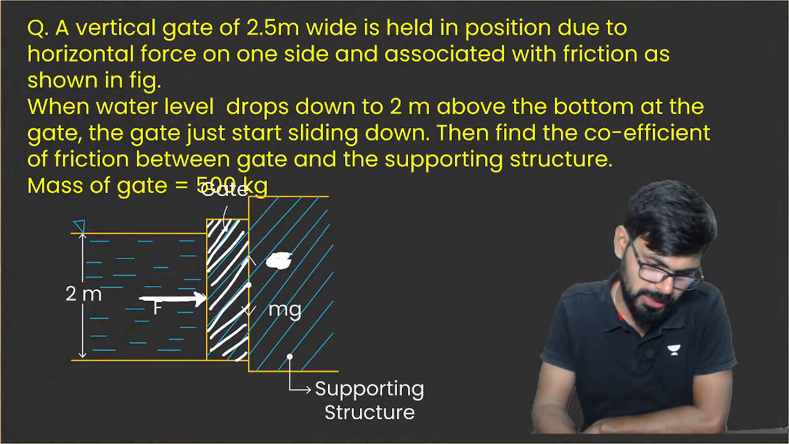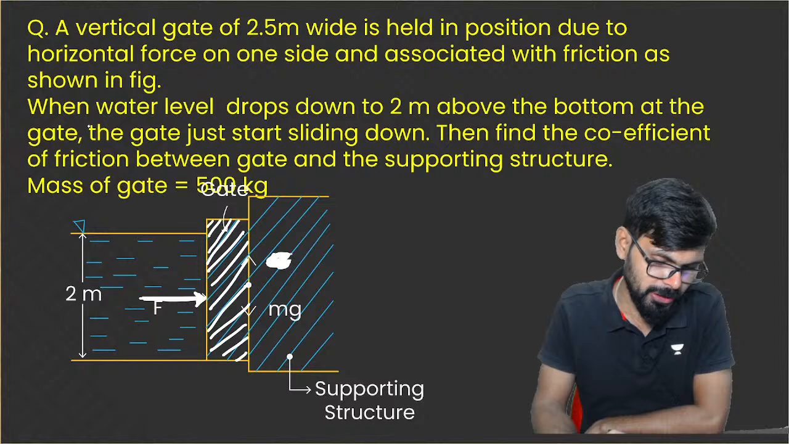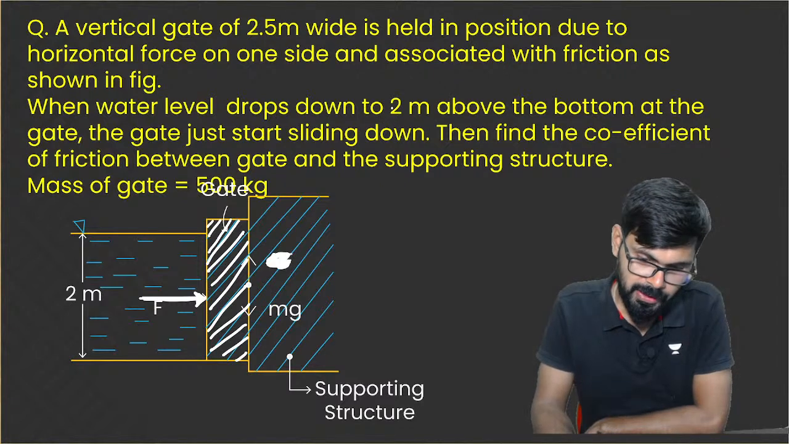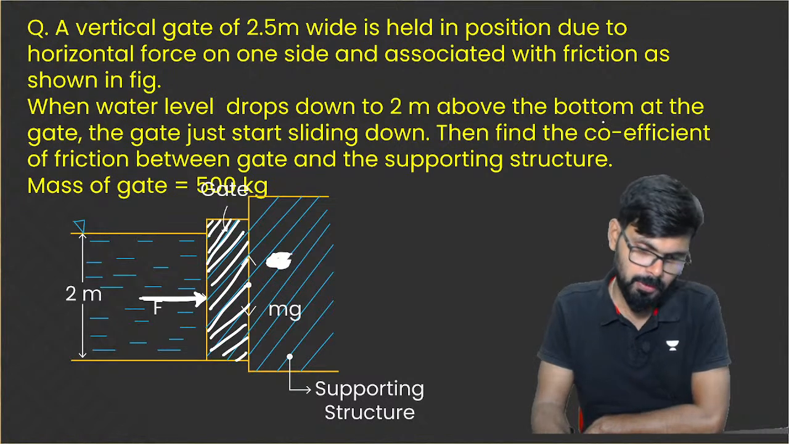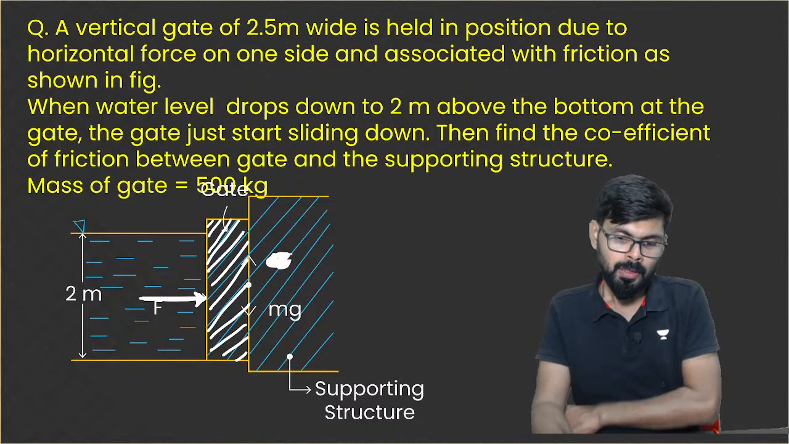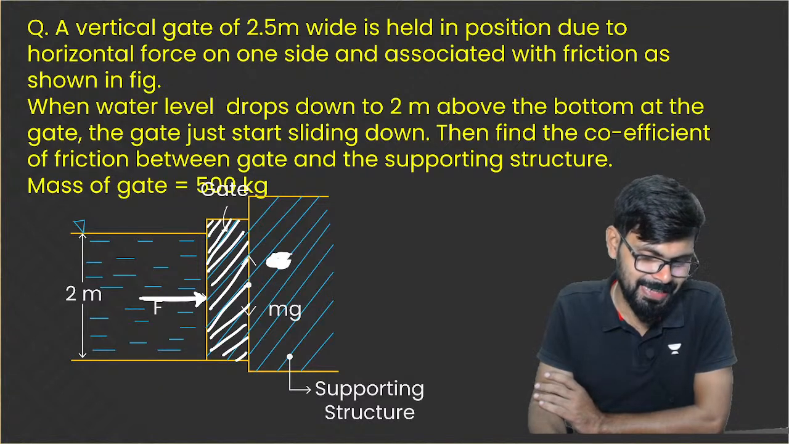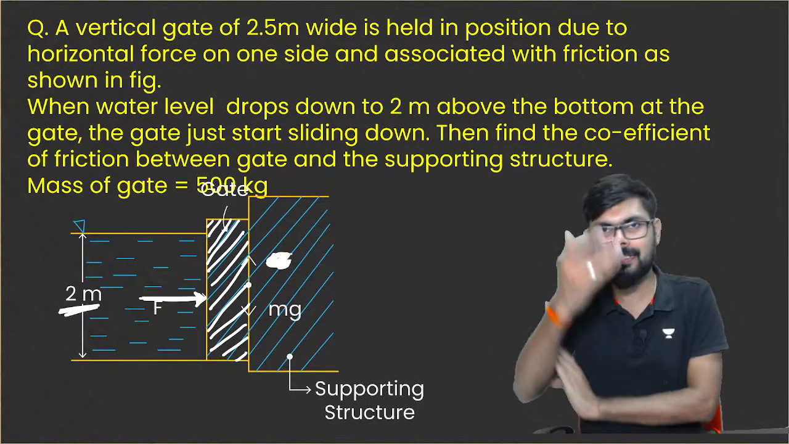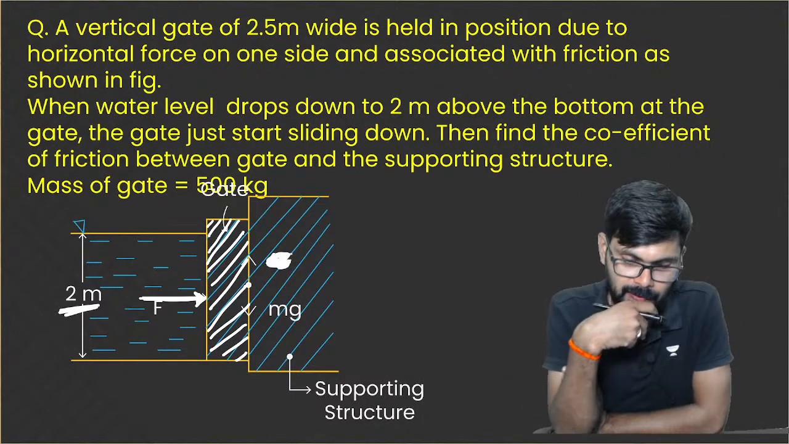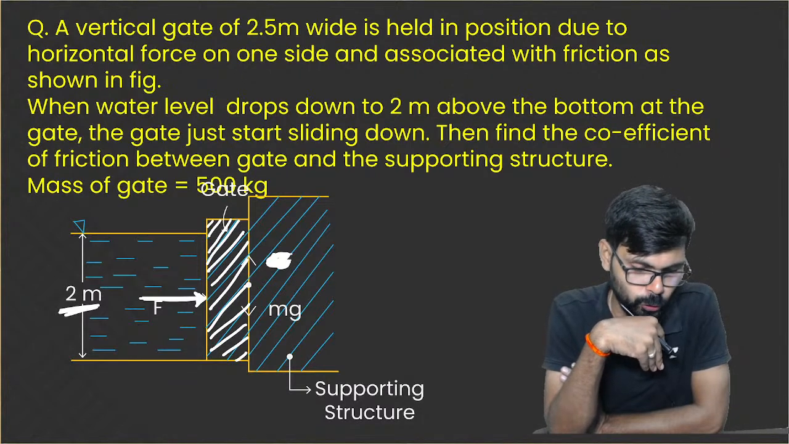That's why it is in contact. As shown, when the water level drops down to 2 meters, the bottom of the gate just starts sliding. Then find the coefficient of friction between the gate and the supporting structure.